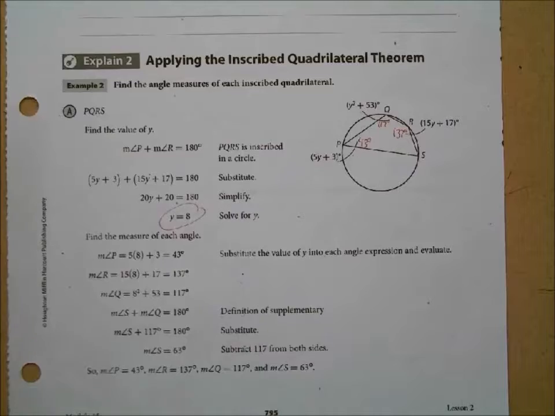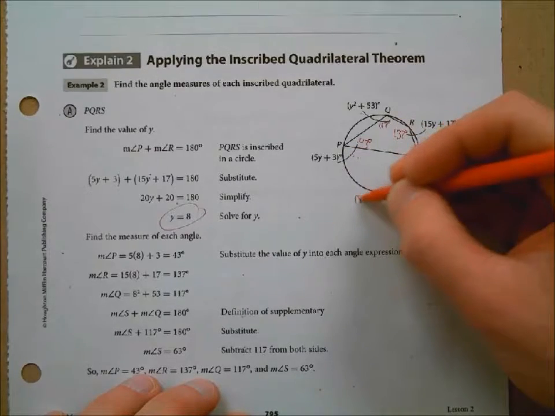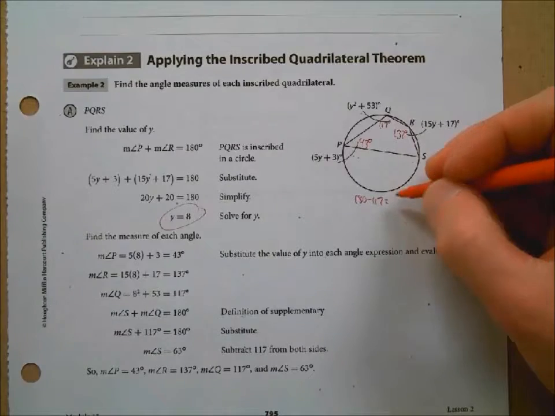Okay, so angle PSR will be supplementary to what other angle? PQR, the 117. So you could do 180 minus 117, which is going to be 63?